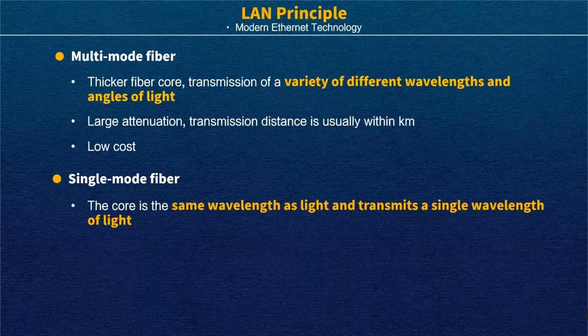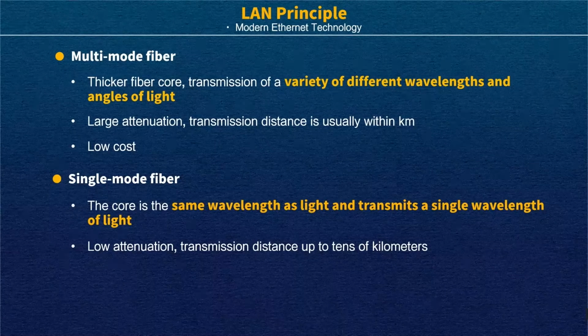And another one is single mode fiber. The difference with multimode is the core is the same wavelength as the light, and it transmits a single wave of light. That means one cable you can only transfer one wave, but with multimode fiber you can transfer multiple. The advantage compared with multimode fiber is we can provide low attenuation and a longer distance, but it needs high cost. So compared with these two, it's a little different.